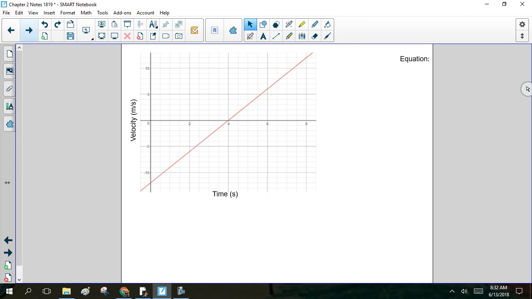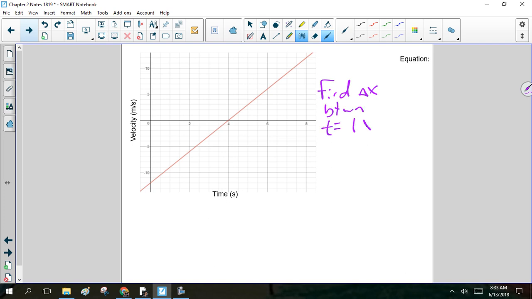Let's try another one here. So now we've got this new graph, velocity at time t, and you can see that it's got slope here. But I also notice it's a straight line, right? So really, again, we shouldn't be using calculus here. So if I asked you, let's suppose I asked you this: find the displacement between t equals 1 and 6 seconds. Well, use kinematics, right?